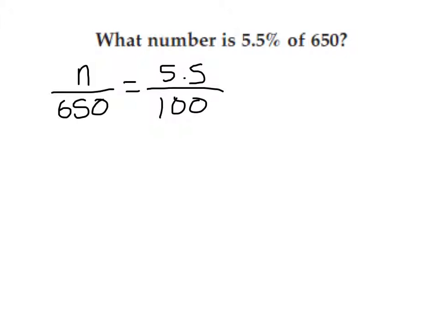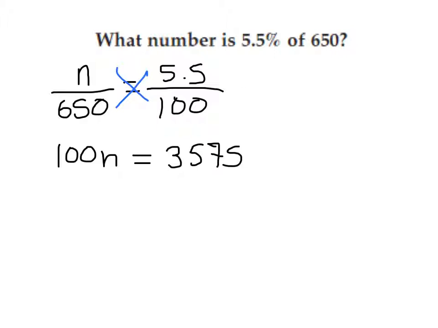Now we'll go back to what we learned about solving proportions. Go ahead and do the cross product. I'll do 100 times n. I get 100n. Bring down the equal sign. Then I'll do 5.5 times 650. Taking the calculator out, I get 3,575. Now I took my proportion and I made it look like an equation, and I'm just going to isolate the n.